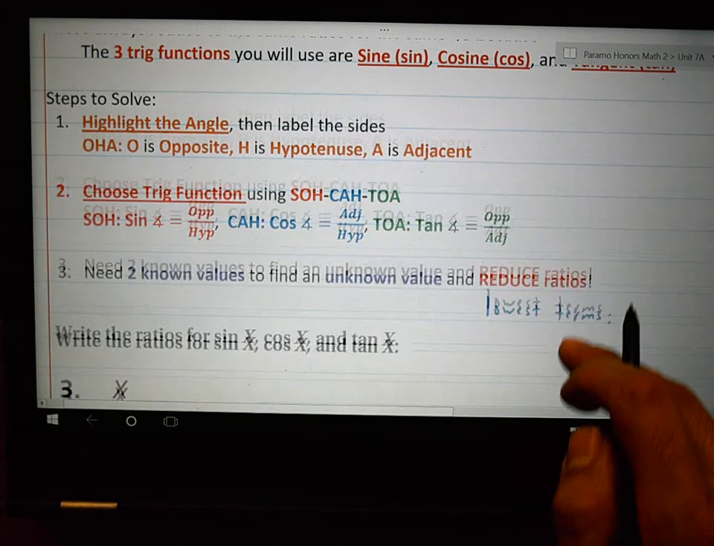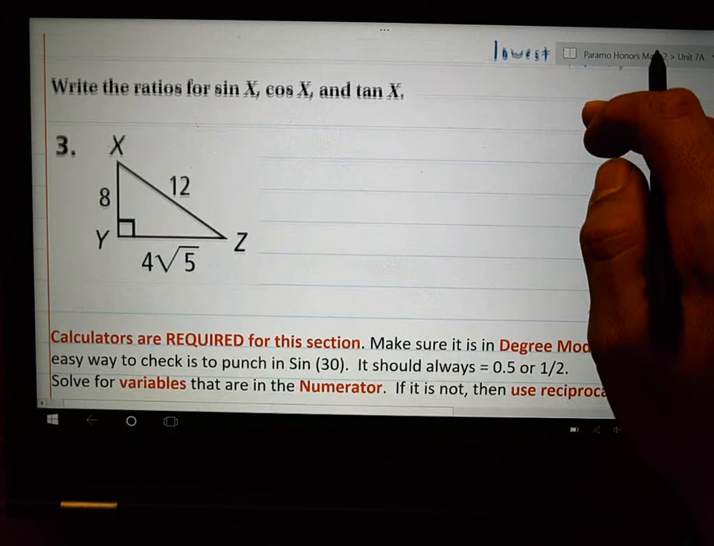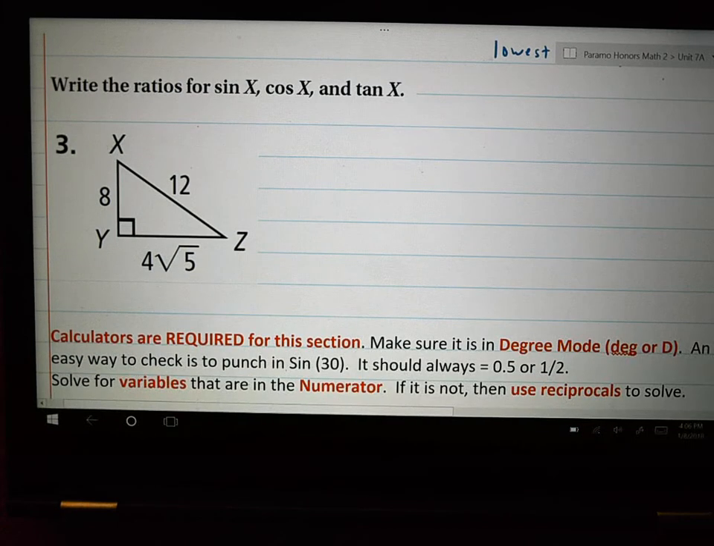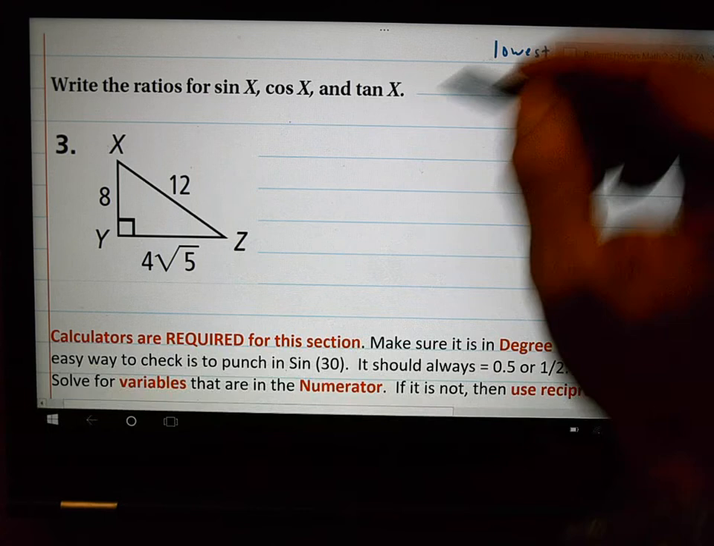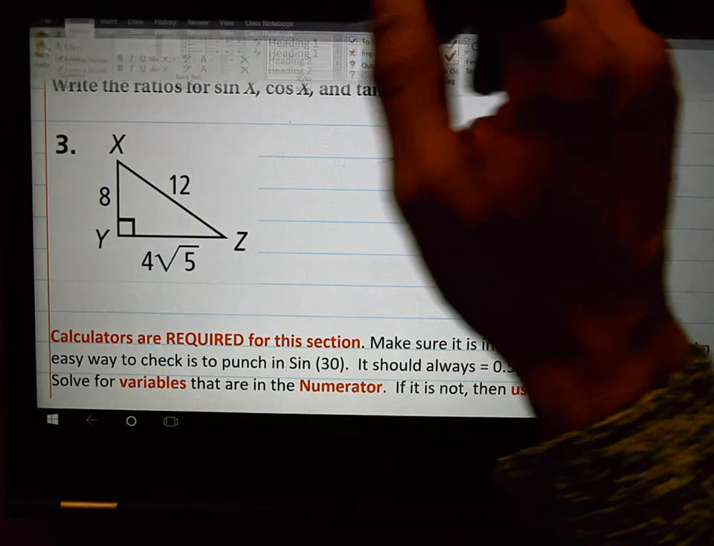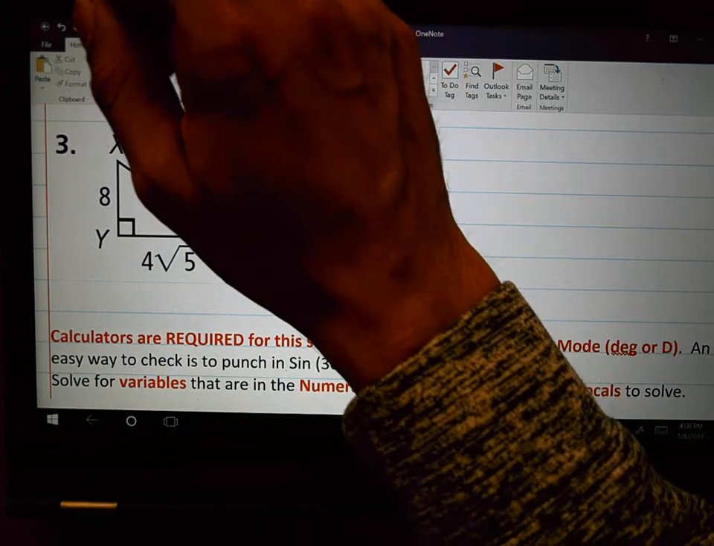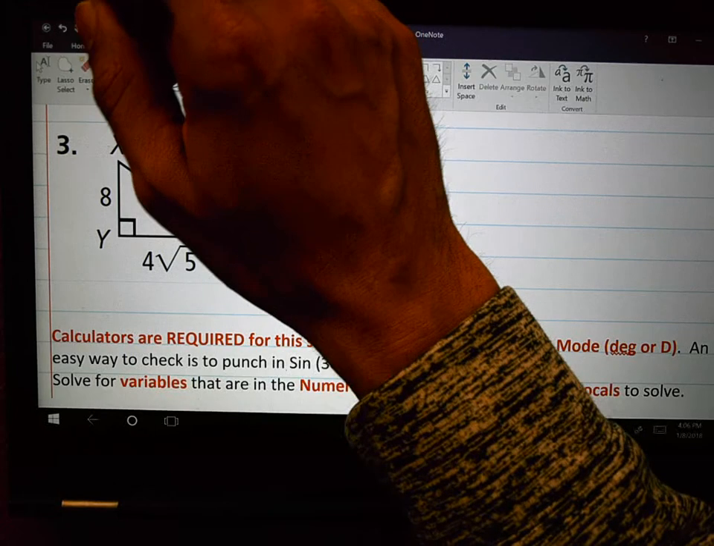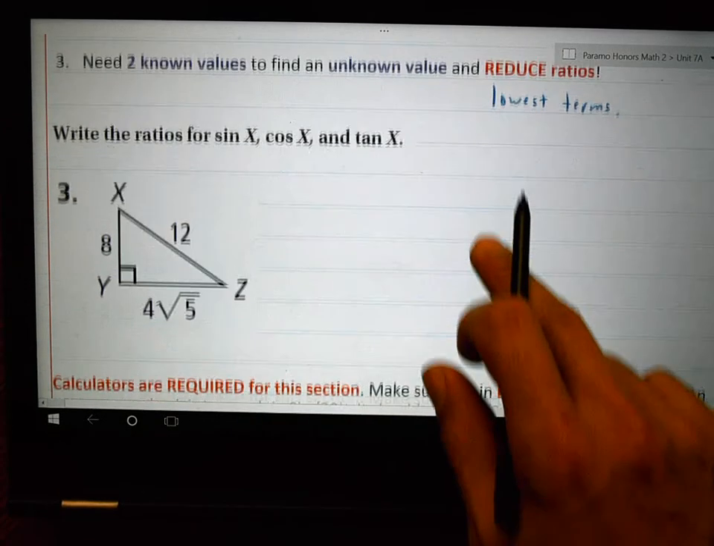So let's do an example. This is in your packet. If you want to do it on your packet, you are welcome to do so. If you need to pause the video, press the enter button now. Number 3 says, write the ratios for sine of x, cosine of x, and tangent of x. So I'm going to highlight, basically, what we just wrote down.